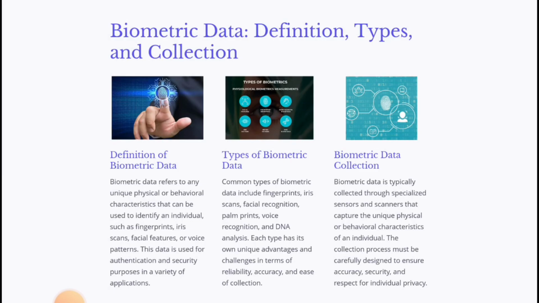Now moving forward to the types of biometric data. The common types of biometric data include fingerprint, iris scan, facial recognition, and DNA analysis, etc. Each type has its own unique advantages and challenges in terms of reliability, accuracy, and ease of collection. Now we look at biometric data collection. It is typically collected through specialized sensors and scanners that capture the unique physical or behavioral characteristics of an individual.